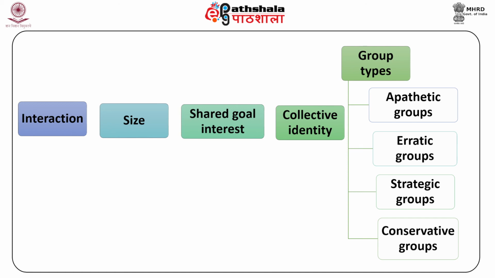The next is strategic group. These groups comprise of skilled people who like to work in unity. They are productive and are very crucial in an organization. People who work as a group on a project in order to achieve a single objective are examples of such group. The next is conservative group.